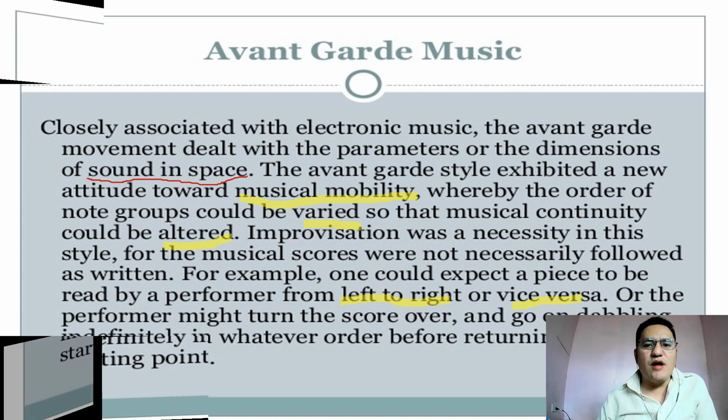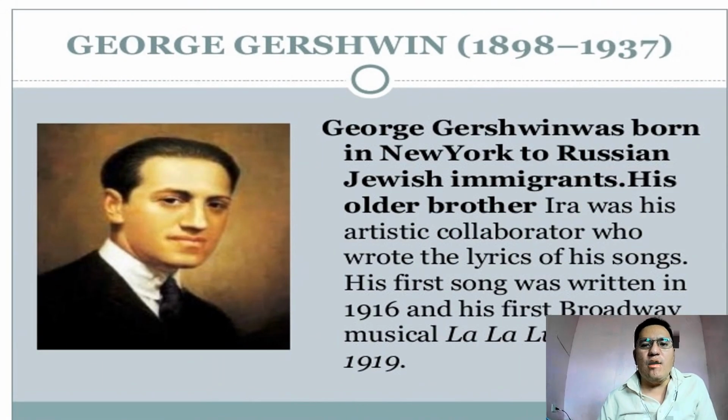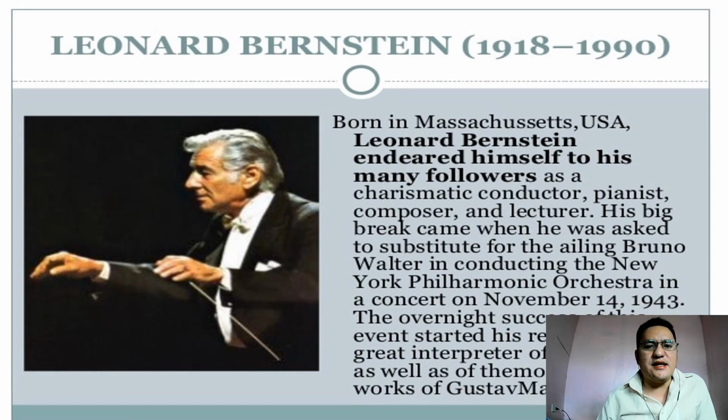Now, let us talk about a composer who is related to that kind of music style. And he is none other than George Gershwin, who was born in New York to Russian Jewish immigrants. His older brother, Ira, was his artistic collaborator who wrote the lyrics of his songs. His first song was written in 1916 and his first Broadway musical is La La Lucille in 1919. Okay? So let's proceed to the next part.